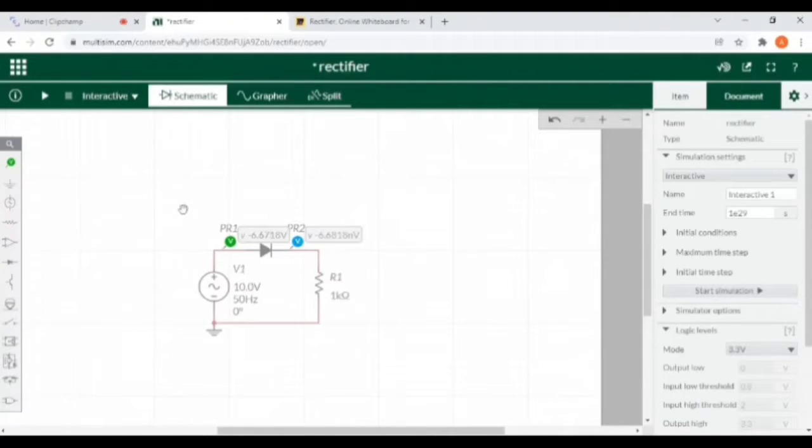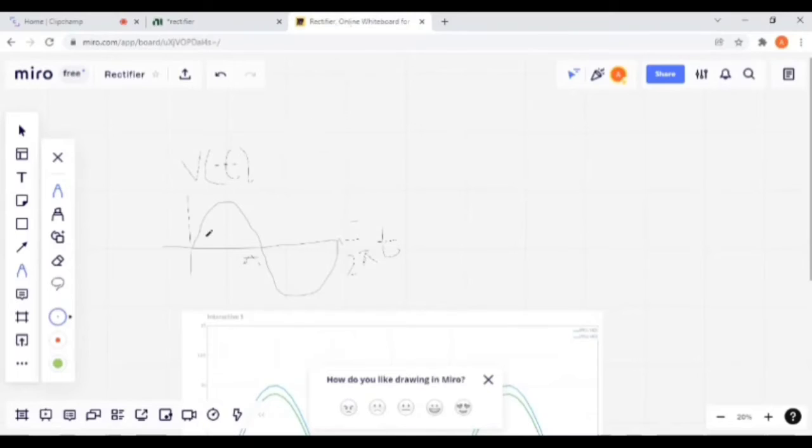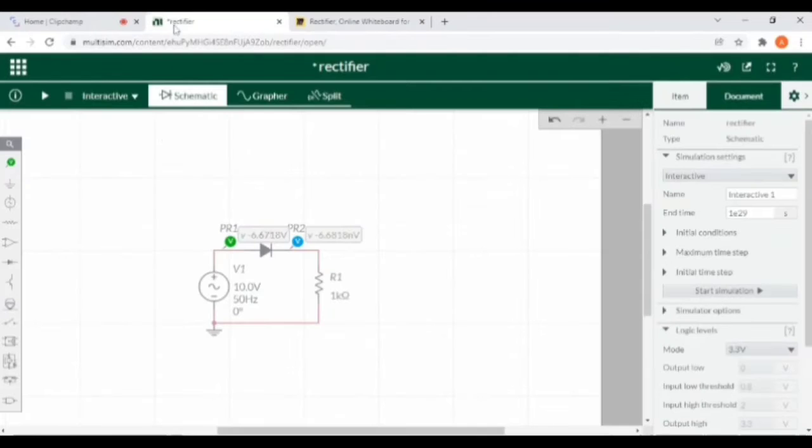This is the half wave rectifier circuit. Actually, rectification is a process of converting AC waveform into DC waveform. This is an AC waveform and we want to convert it into DC like this. This is DC voltage, a straight line. Now let's simulate this circuit and see the rectification process.